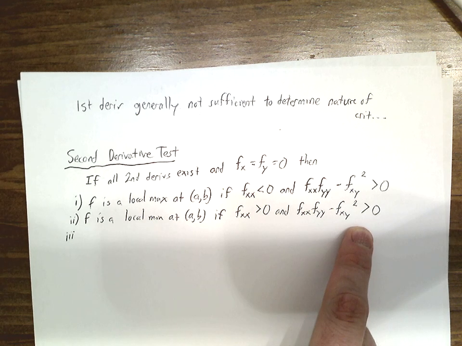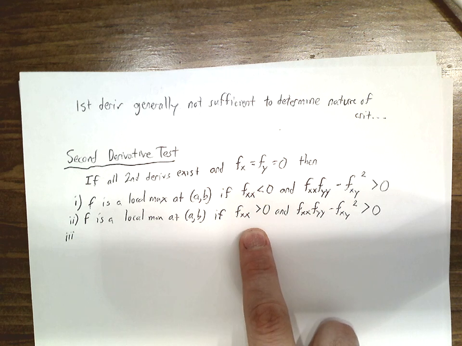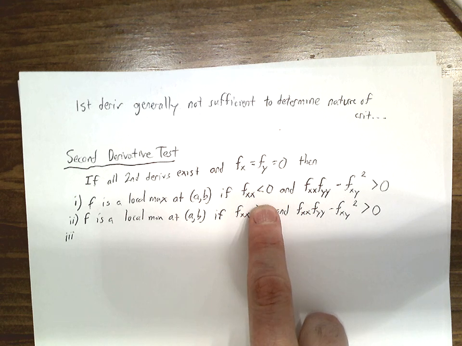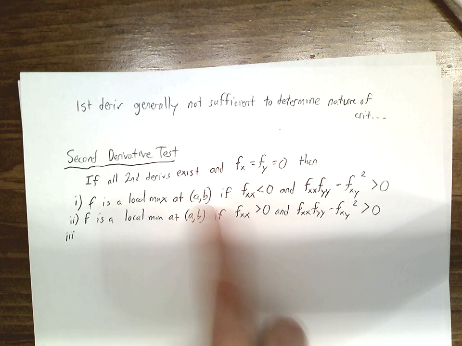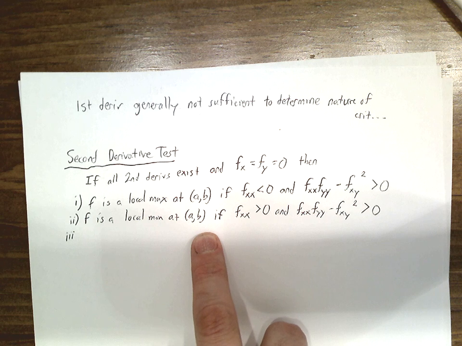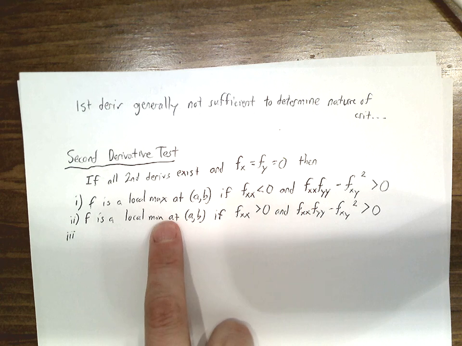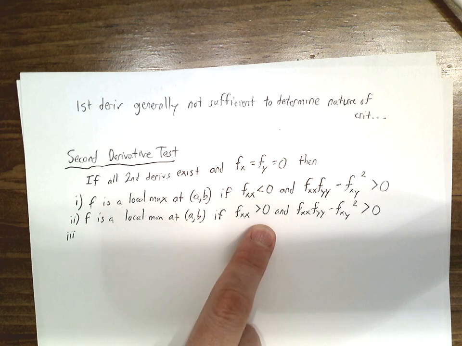If this strange quantity is positive, then we have either a local max or minimum, and we then check f double x to see which one it is. If it's less than 0, it's a local max. If it's greater than 0, it's a local min. I like to always think of it as kind of the opposite of what you'd expect. Max, we think big, but it's less. Min, we think small, but it's greater than.